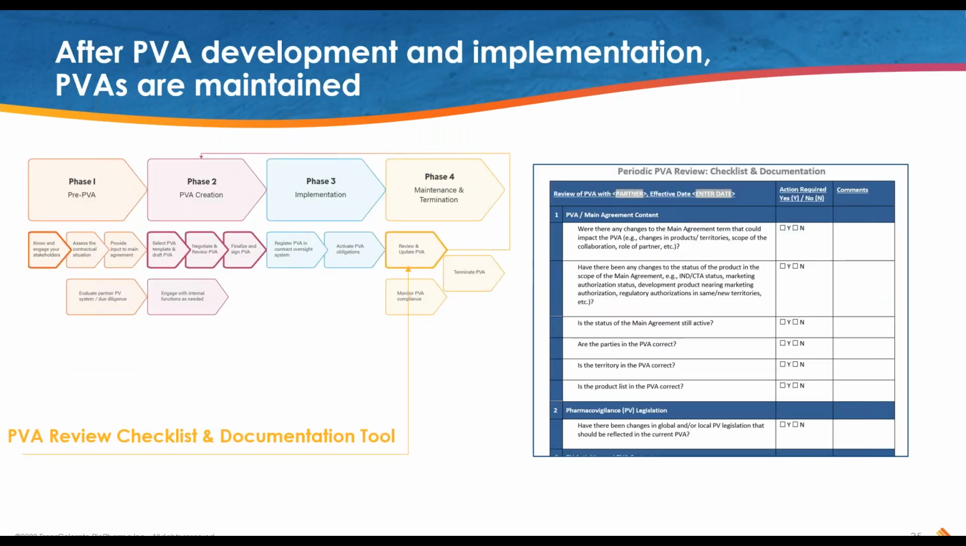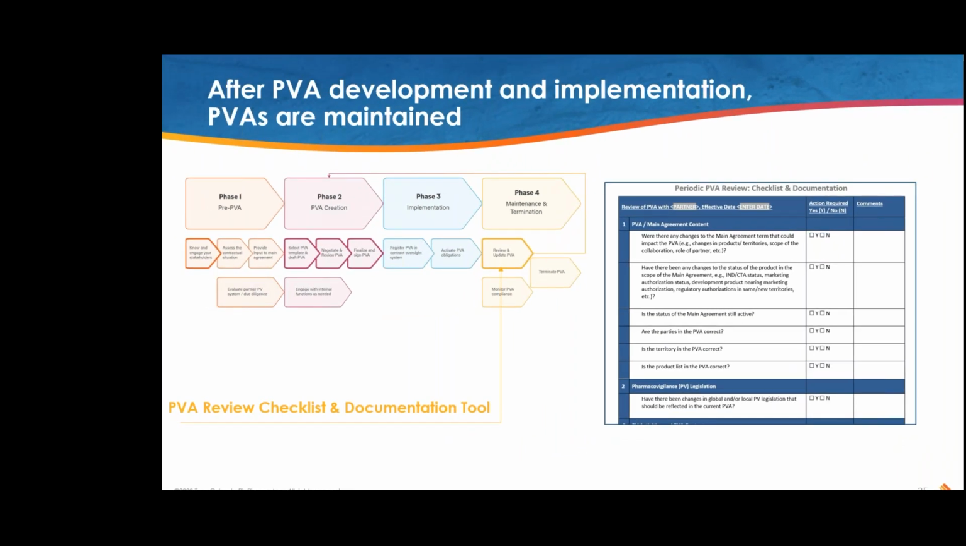And once you have documented all these decisions, you can go on and draft your PVA and finalize it. But after PVA development and implementation, PVAs are maintained. And for this, we developed the PVA review checklist and documentation tool, which you can see here in the screenshot, which is a checklist of what items you can check when you review your PVAs.